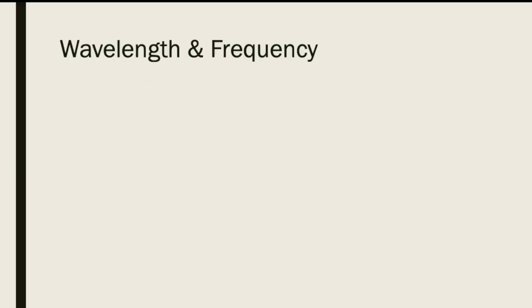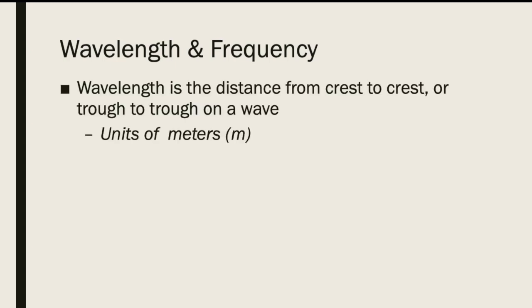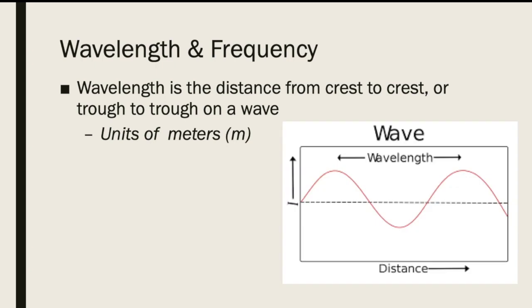When we first talk about waves though, the first two things that we always look at are wavelength and frequency. Wavelength is just the distance from crest to crest or trough to trough on a wave, and we use units of meters to measure it. You can see in this image right here that they have marked the wavelength from the top of the first crest to the top of the second.